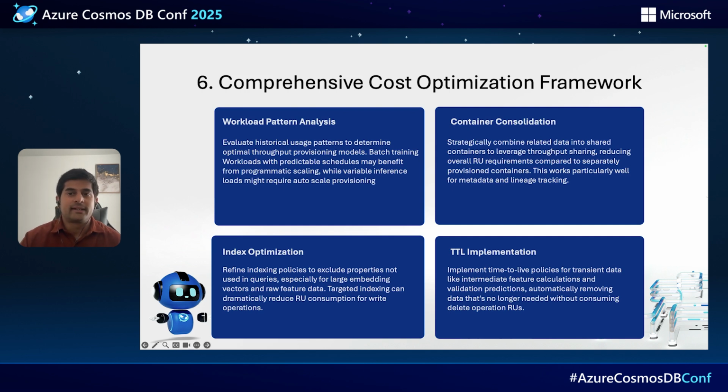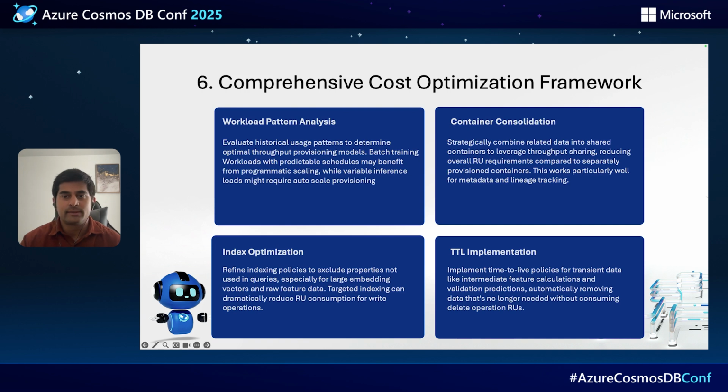Next, we deal with index optimization. Indexing can quietly become a big cost driver if we are not careful. For large objects like embeddings or raw feature data, we redefine indexing policies to exclude the properties that are not queried. Targeted indexing can significantly reduce the RU consumption for write operations.